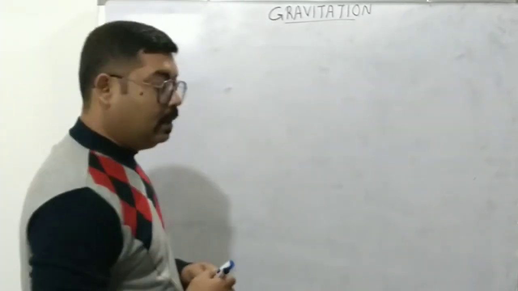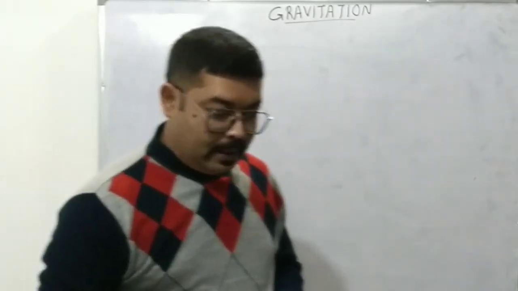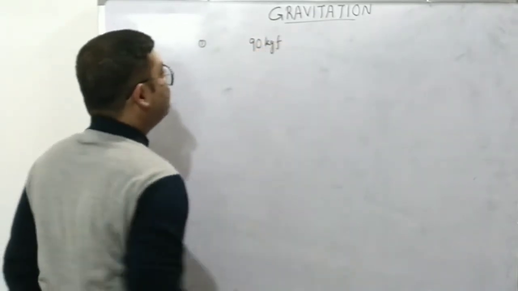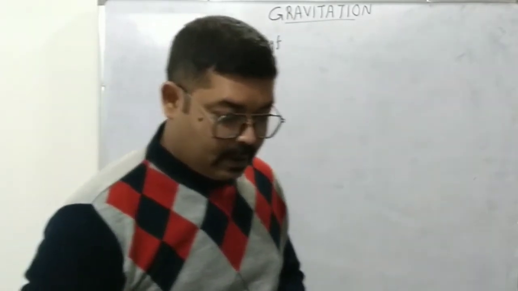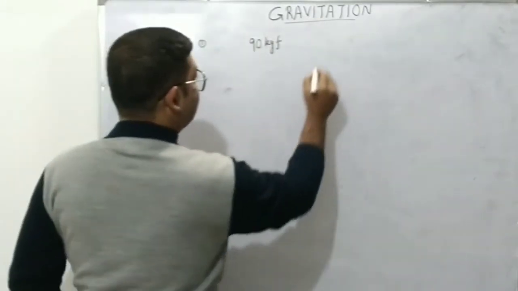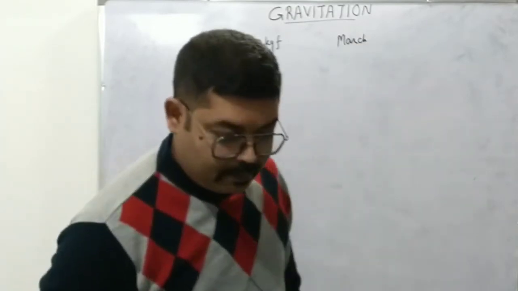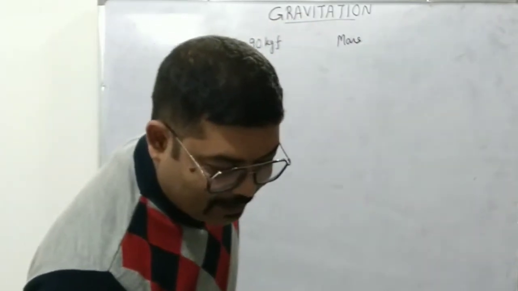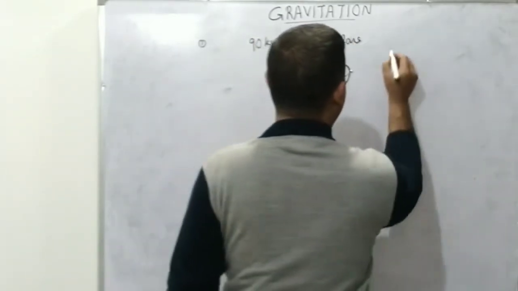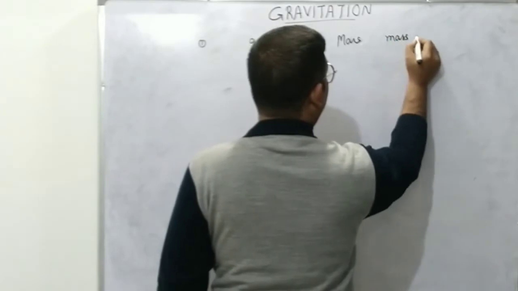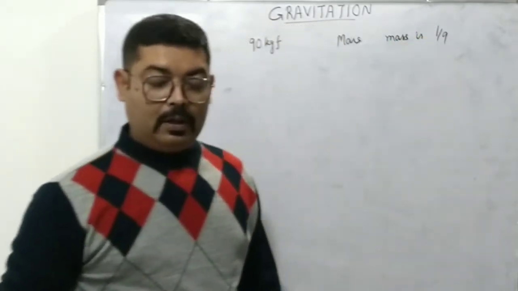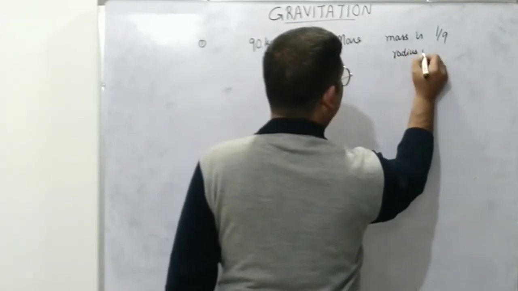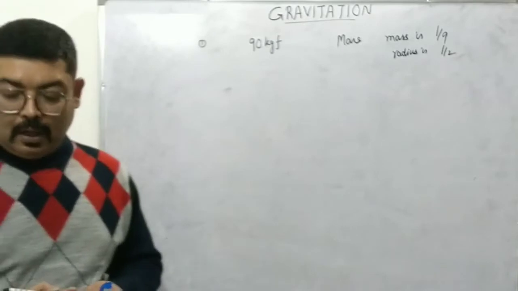A few numericals. Problem number one is that if a body weighs 90 kgf, kilogram force, on the surface of the Earth, how much will it weigh on the surface of Mars, whose mass is one by ninth of the mass of Earth, and whose radius is half of that of Earth's radius?